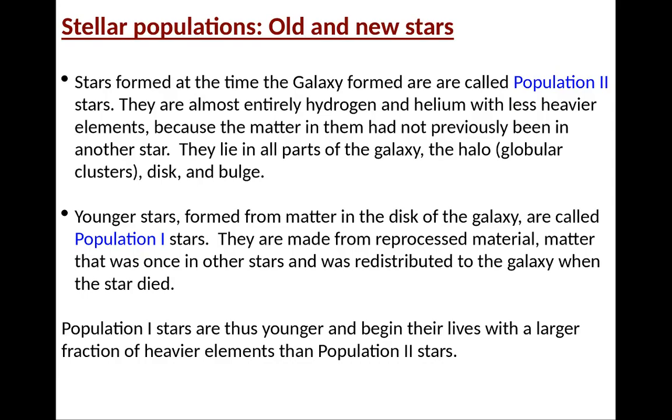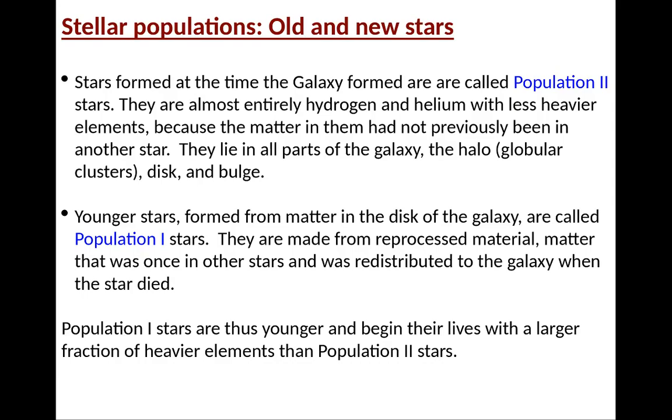Right. So let's talk a little about the kinds of stars that we have. The kinds of stars we have in the galaxy are basically two kinds, old stars and new stars. Stars that formed when the galaxy formed are called population 2 stars. They're mainly hydrogen and helium, with fewer heavier elements, because previously they had not been processed so much by other stars, and so they don't contain a lot of what we call metals, like carbon, oxygen, anything heavier than hydrogen and helium. They live in all parts of the galaxy, the halo, the disk, and the bulge, but primarily they make up the bulk of the bulge and quite a bit of the halo.